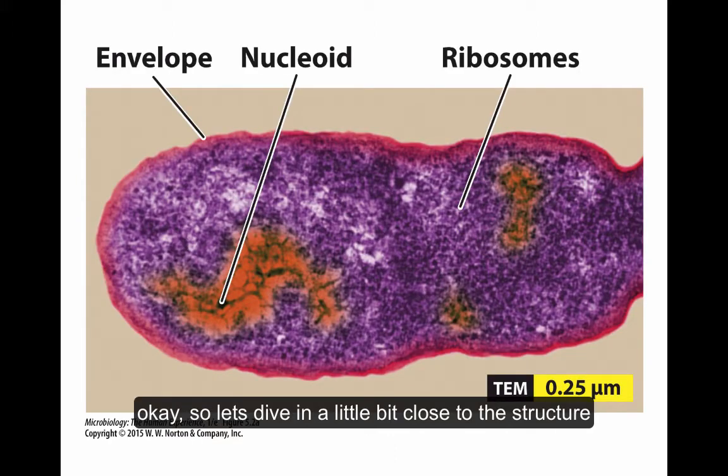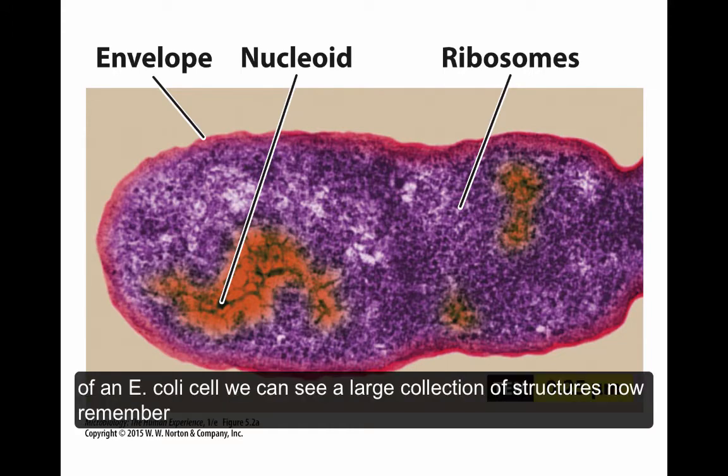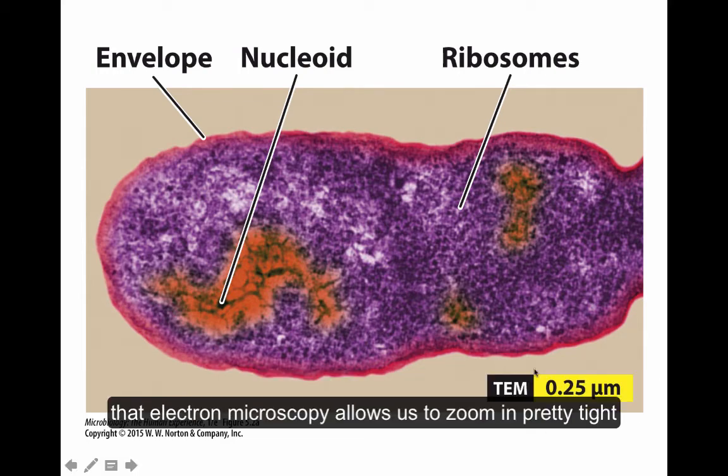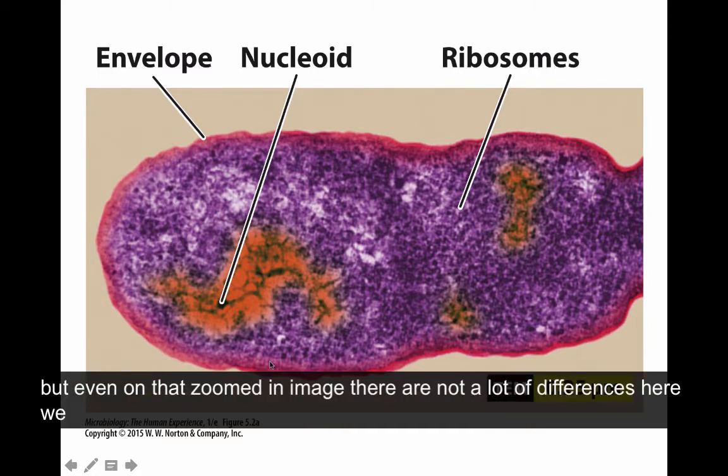Okay, so let's dive in a little bit closer to the structure of the bacterial cell. When we look at an EM picture of an E. coli cell, we can see a large collection of structures. Now remember that electron microscopy allows us to zoom in pretty tight, but even on that zoomed in image, there's really not a lot of differences here.